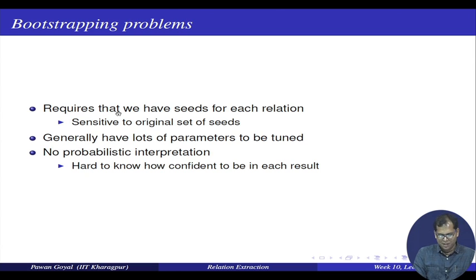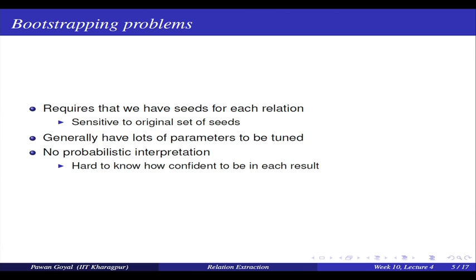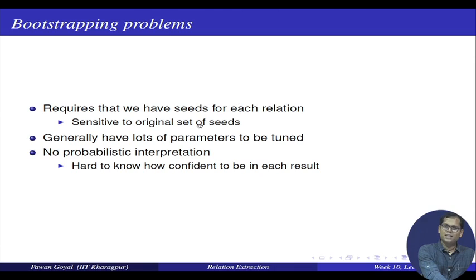The problems, for example, are that the seed instance with which you start should be a good instance, such that there are many occurrences of this seed in the corpus. If the seed pair does not occur in the corpus, you will not be able to extract many relations, many patterns from this. So this is one problem with this approach. It is sensitive to the original set of seeds that you use for your algorithm.